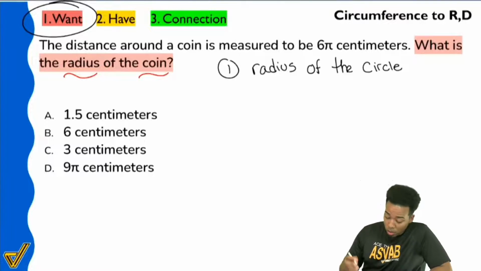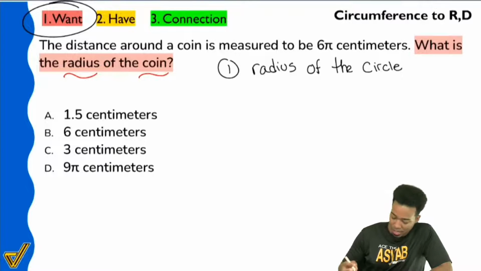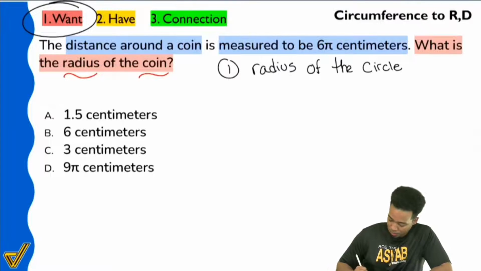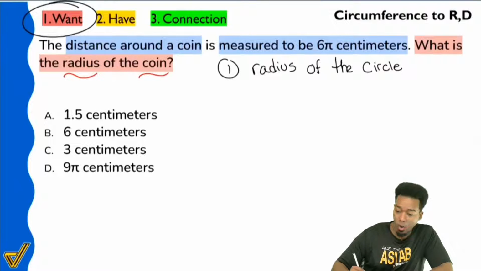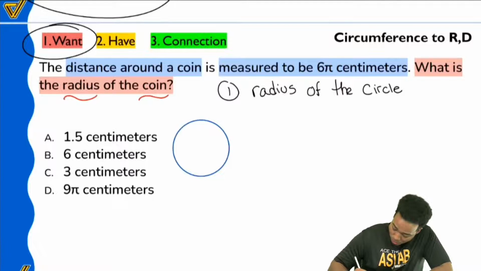So the way that we can tell that we're going to be using the circumference formula is here. The distance around a coin is measured to be 6 pi centimeters. Everybody, if we draw the coin, what is the distance around it again?